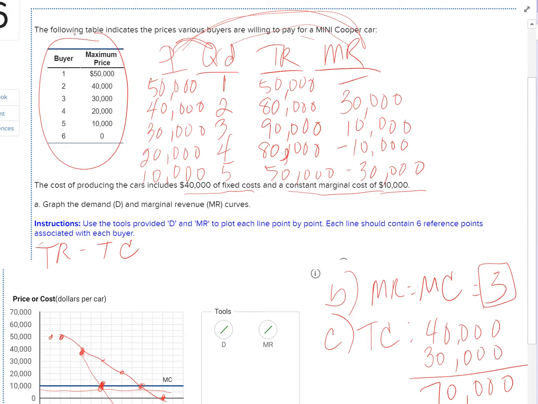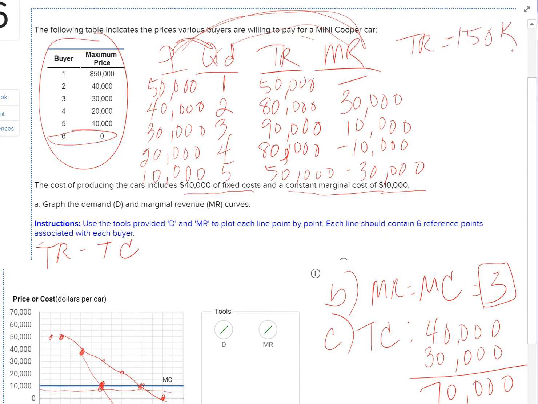If they could price discriminate, what that means is they'd sell to each buyer at the price they're willing to pay. So buyer 1 would pay $50,000. They'd sell the car to them for $50,000. Buyer 2 would pay $40,000. Buyer 3, 4, 5, and so on. And so what would happen is they'd have total revenue, and of course they would not sell this one for $6,000, but they'd have total revenue of $150,000 if they price discriminated. I'm going to put that over here.